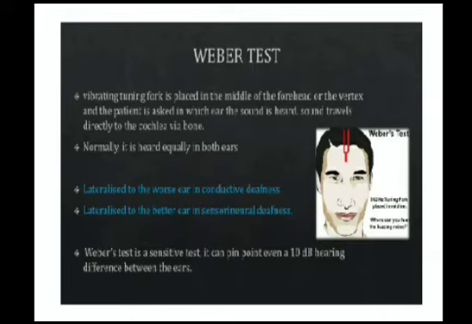Now we will talk about Weber's test. In this, the vibrating tuning fork is placed in the middle of the forehead or vertex and the patient is asked in which ear the sound is heard. If sound travels directly to the cochlea via bone, normally it is heard equally in both ears. Lateralized to the worse ear is conductive deafness and lateralized to the better ear is sensorineural deafness. This is a sensitive test. It can be pinpointed even at a 10 dB hearing difference between the ears.